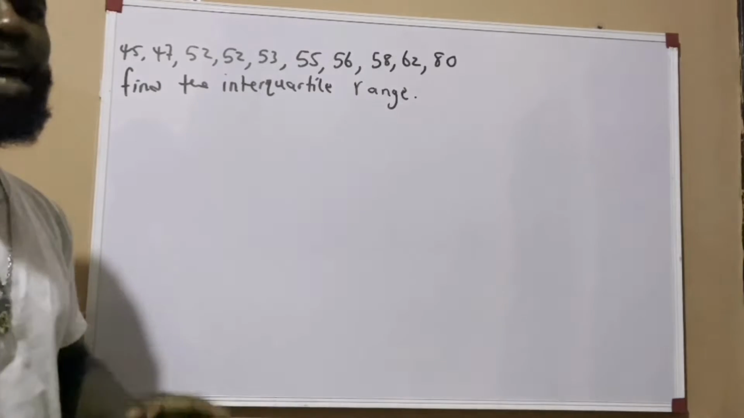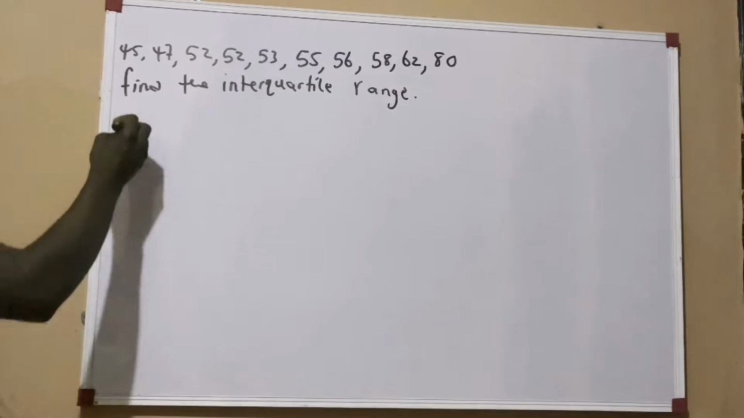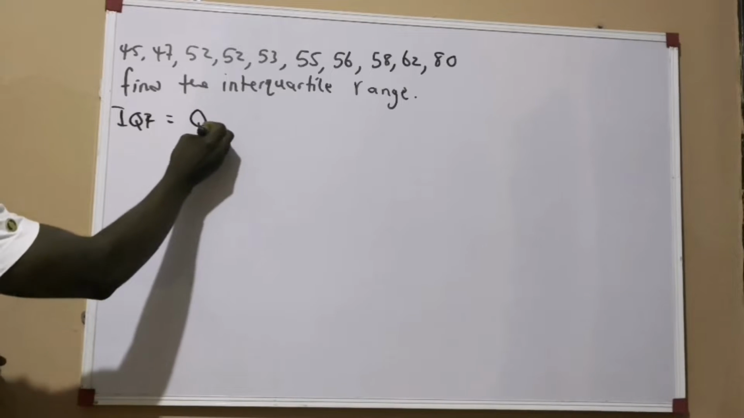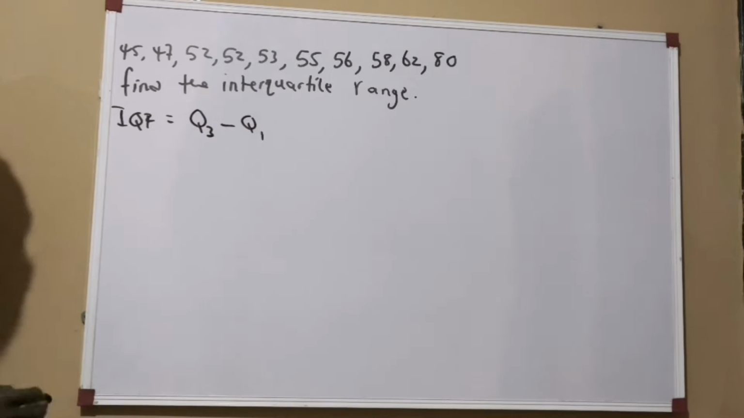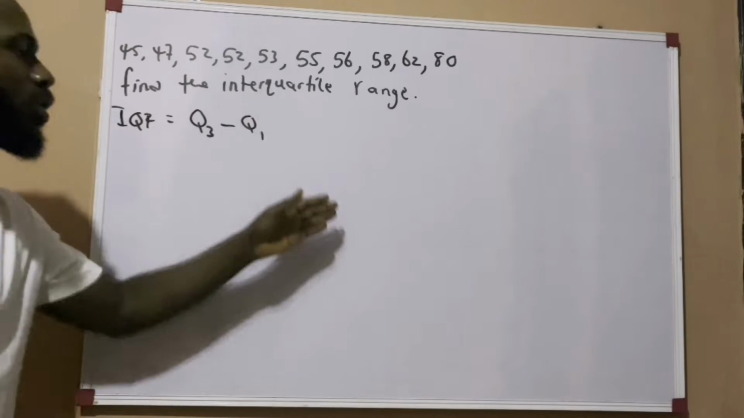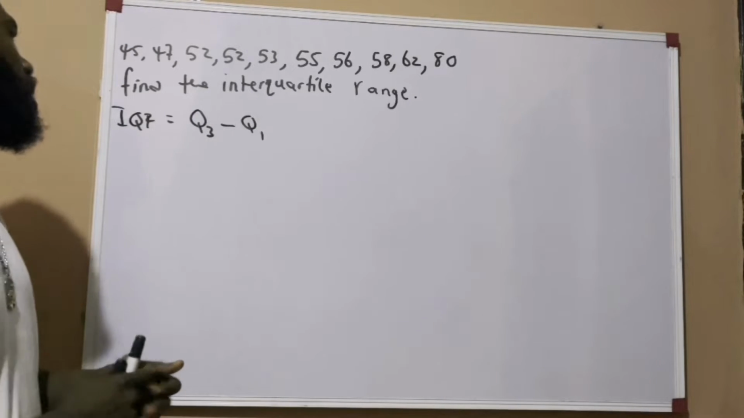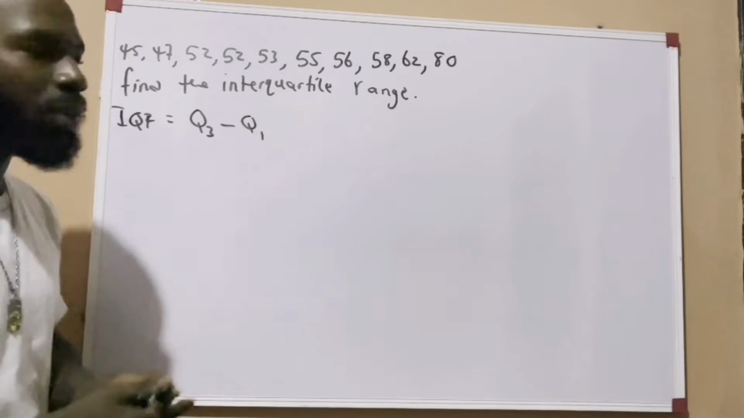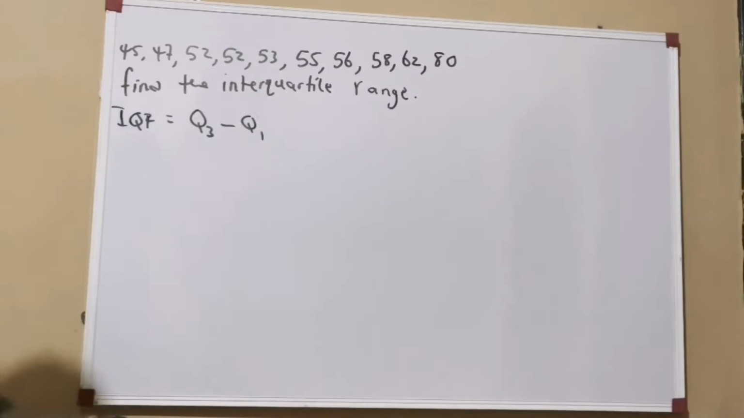Interquartile range has a formula, and the formula is third quartile minus first quartile. That is the formula for solving interquartile range: third quartile minus first quartile. Now, how do you solve this problem? The third quartile has its own formula, and the first quartile also has its own formula.